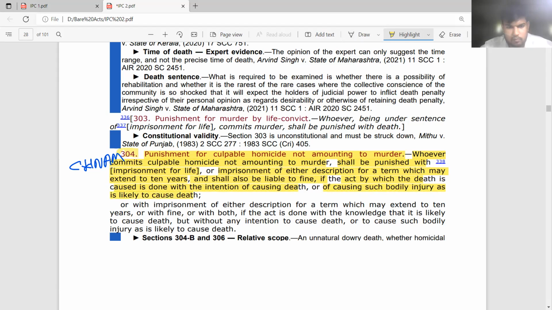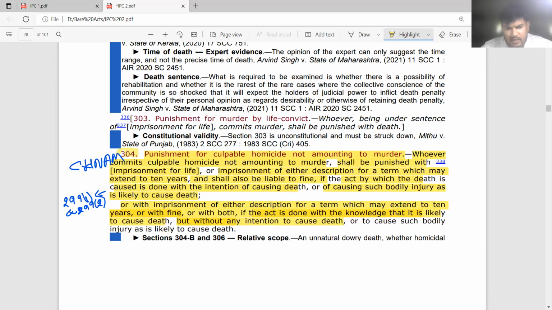So in section 304, what are they talking about? In the first para of section 304, they are talking about 299 1 and 299 2. Okay. Then in the second para, what do they tell us? Or with imprisonment of either description for a term which may extend to 10 years, or with fine if the act is done with the knowledge that it is likely to cause death but without intention to cause death.